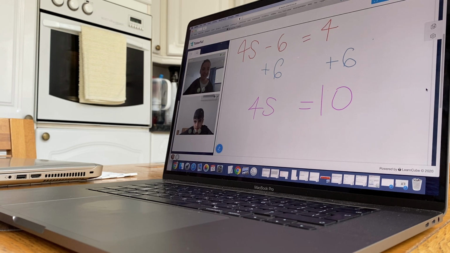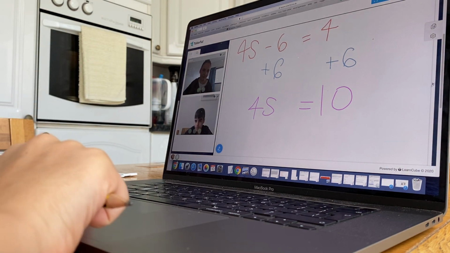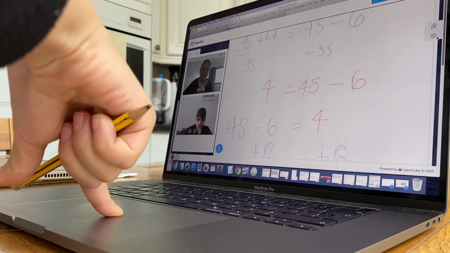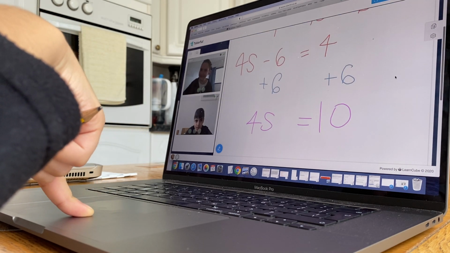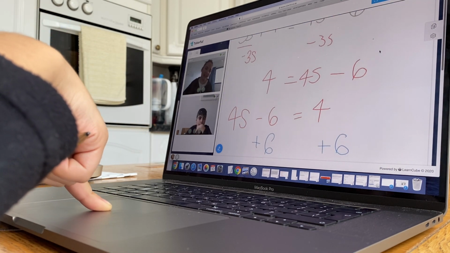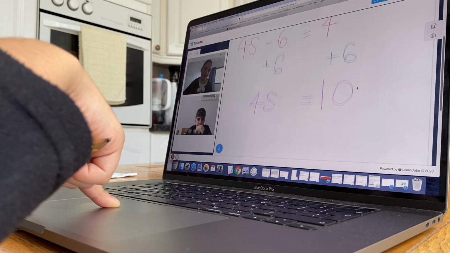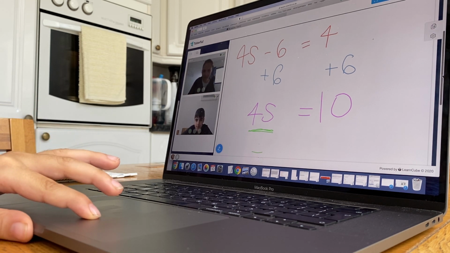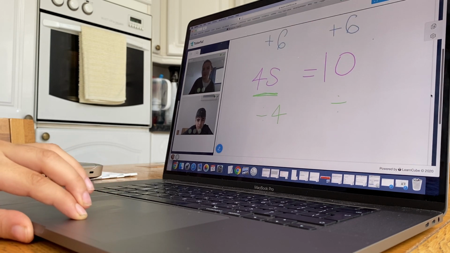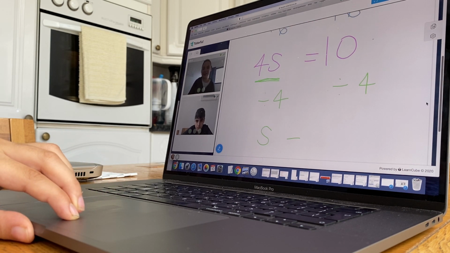So we have 4s equal to 10. What do we need to do next? Not subtract them, divide. What does 4s mean? 4 times s. So we divide. What should we divide by? By 4. We need to divide both sides by 4. That gives us s, and then what do we have on the right-hand side? A little bit trickier.